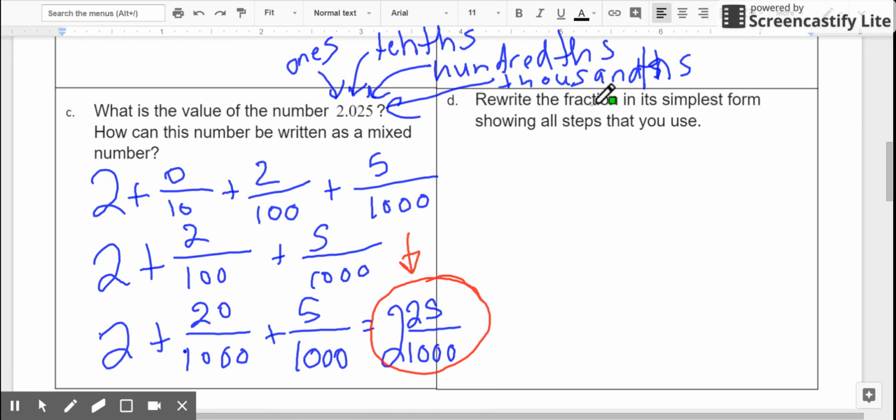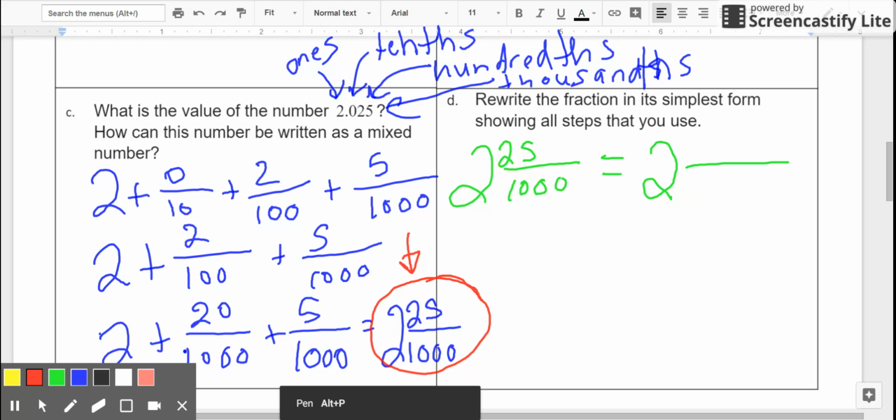Part D asks us to rewrite the fraction in its simplest form, showing all steps that you use. Okay, so we know that the fraction is the same as 2 and 25/1000. All right, 2 is going to stay the same no matter what, but I want to simplify the fraction part. I know that my numerator is 25 and my denominator is a multiple of 100. So it's probably something that 25 goes into. So let's take an educated guess and say that 25 goes into the numerator and the denominator.